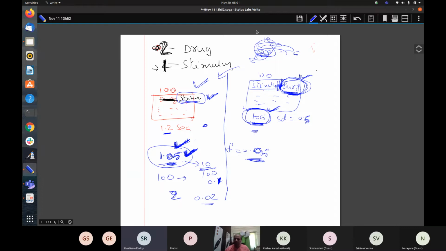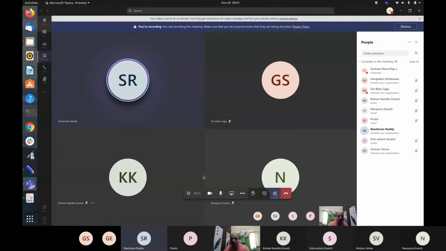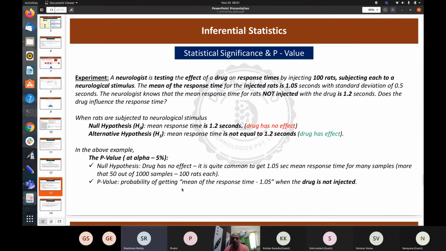Rama, I was actually thinking the null hypothesis we need to take in reverse. Maybe I'm wrong. Null hypothesis, no, this is the way. We have to take this way only. Whatever is the generally accepted fact is the null hypothesis. The alternate hypothesis is the opposite of it. What are we trying to prove here? Why do you think the null hypothesis should be taken the other way around? I was thinking we take the mean response time is 1.05 seconds as the null hypothesis, and we check whether the probability of getting that is more than 5%.